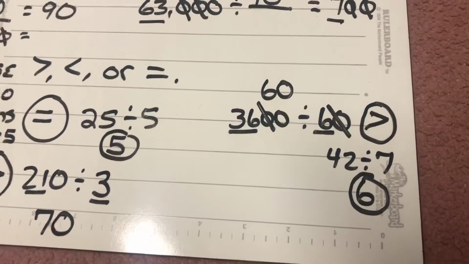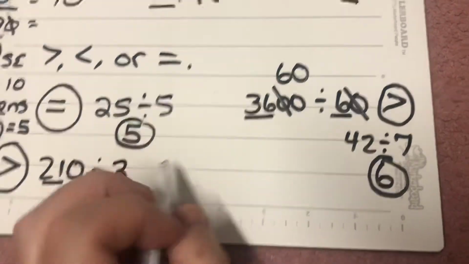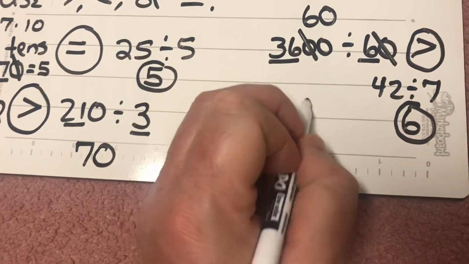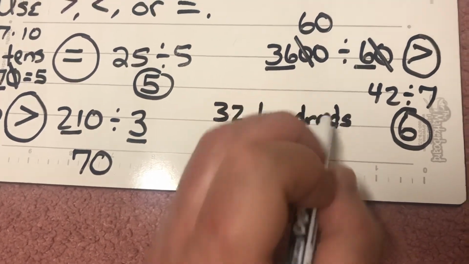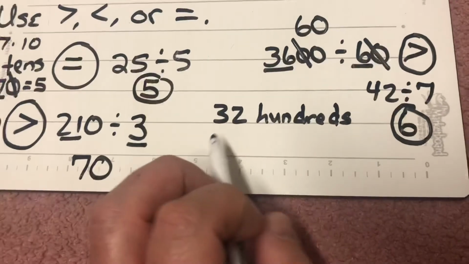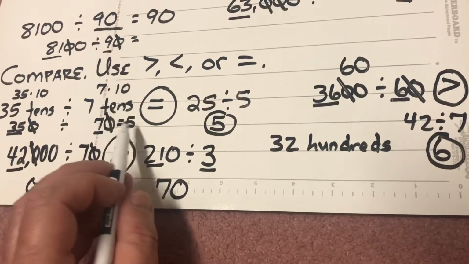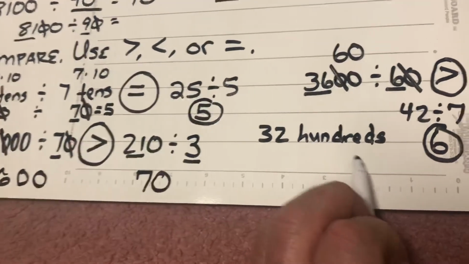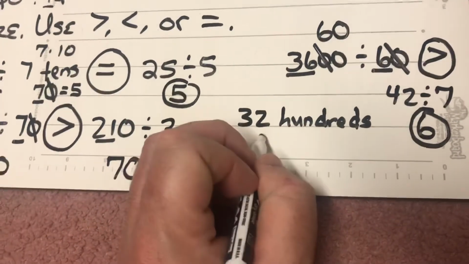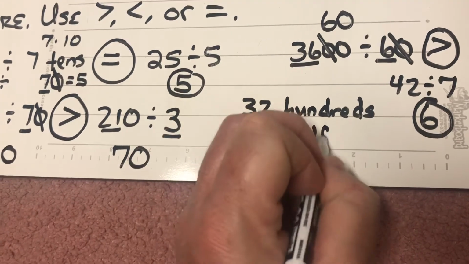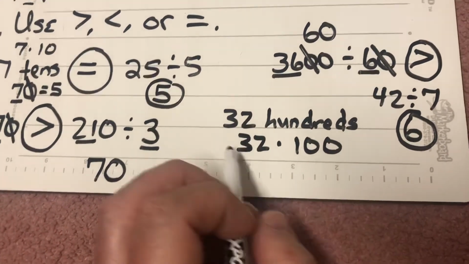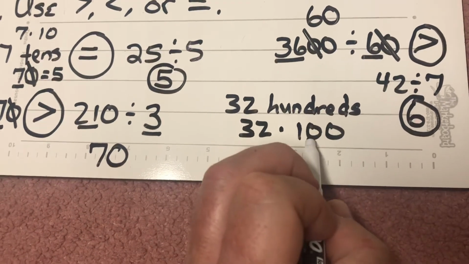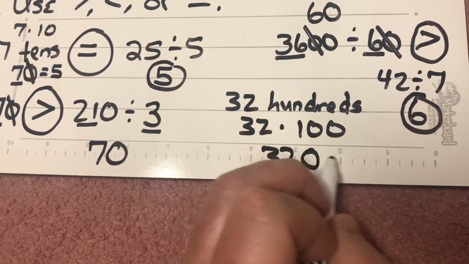In this section, you'll also get some, and I just want to point it out, that might say like 32 hundredths. I'm not going to do a full problem, but I just want to point it out. 32 hundredths. Just like when it said 7 tens, we did 7 times 10. 35 tens, we did 35 times 10. 32 hundredths, it's going to become 32 times 100. You're going to think 32 times 1. Well, that's 32. You're going to add those 2 zeros. You're going to get 3,200.